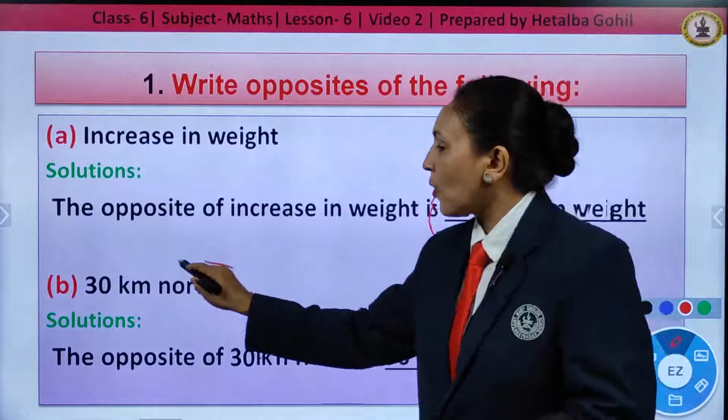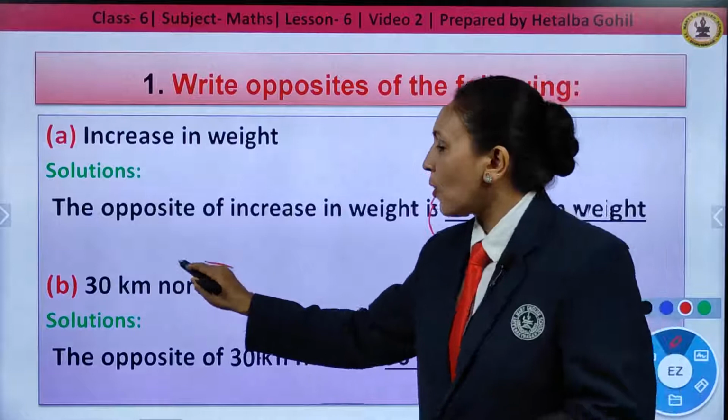Question number 2. Represent the following numbers as integers with appropriate sign. Appropriate signs means, children, here you have to apply whether it is positive or negative. Okay. So according to the question, we will go step by step and I will make you understand how you have to use the positive sign and how you have to use the negative sign.